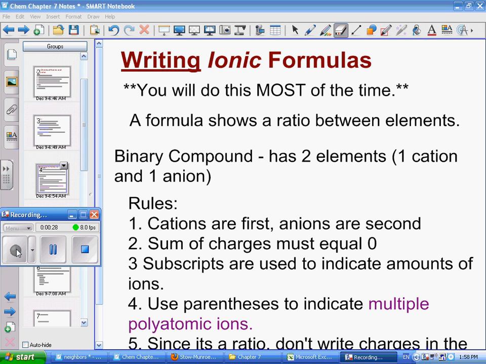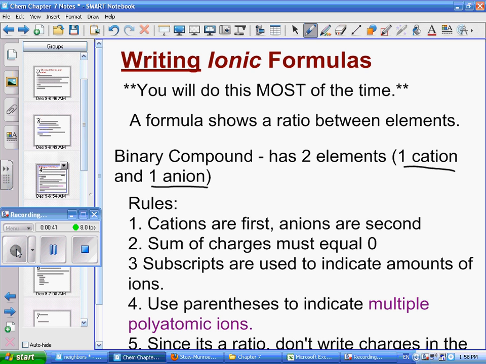Just to go over this slide real quick, just so we're all on the same page. Again, an ionic formula will contain a cation and an anion, as it says right here. You'll have one cation and one anion. This sets up a ratio between these two elements, okay? It's going to be a whole number ratio, a very simple one. 1 to 1, 1 to 2, 1 to 3, 2 to 3, 3 to 1, whatever.